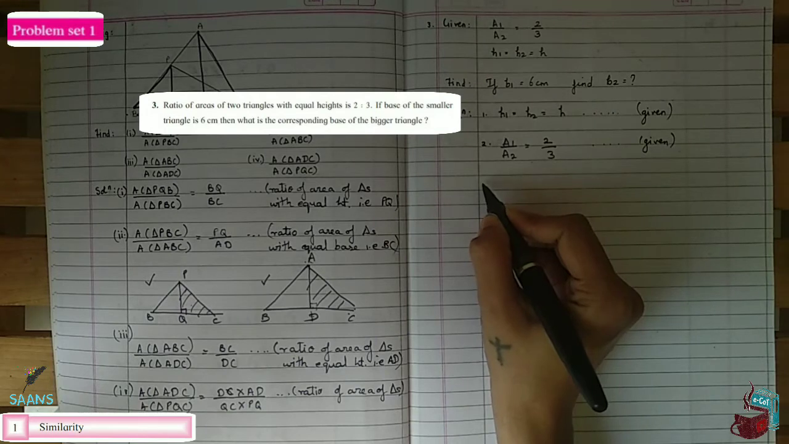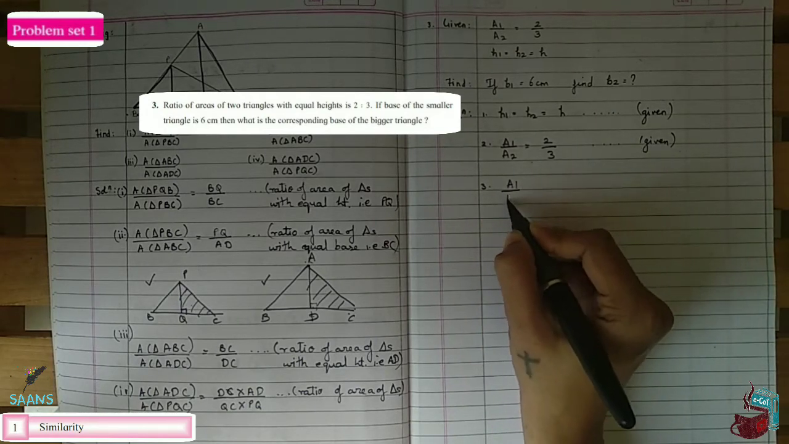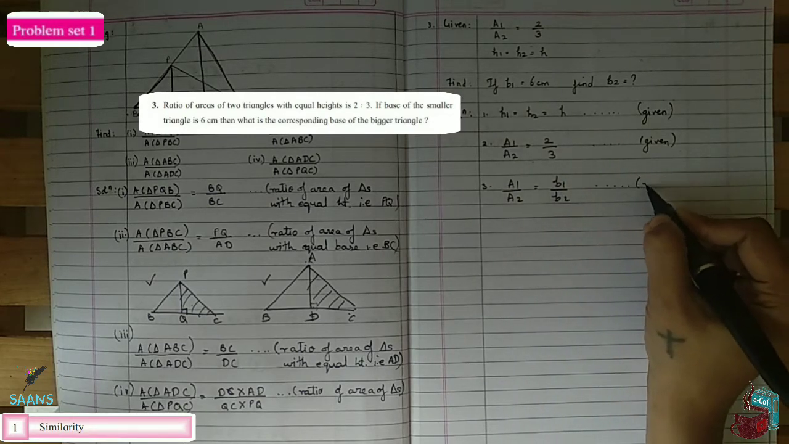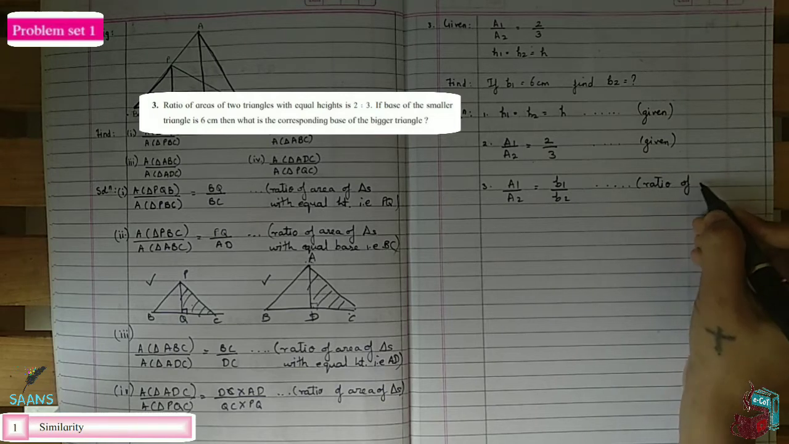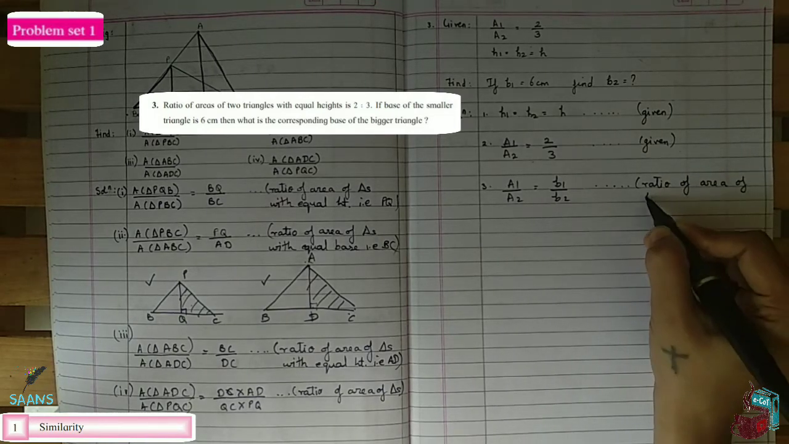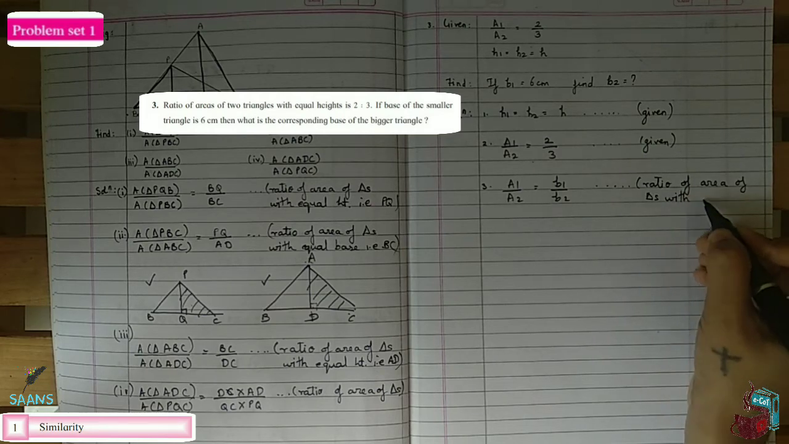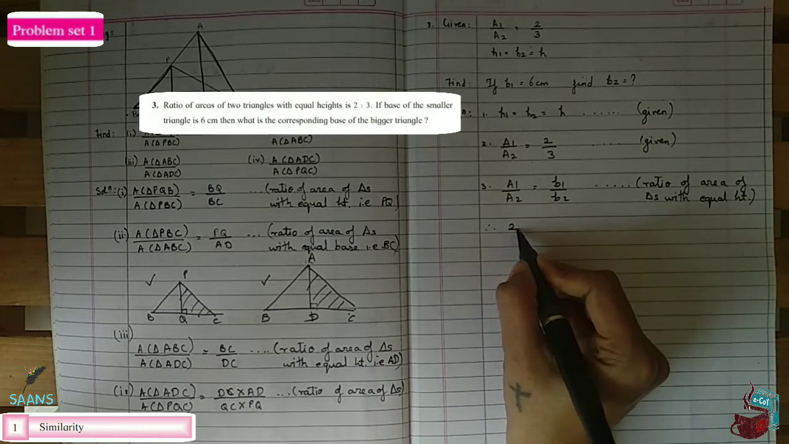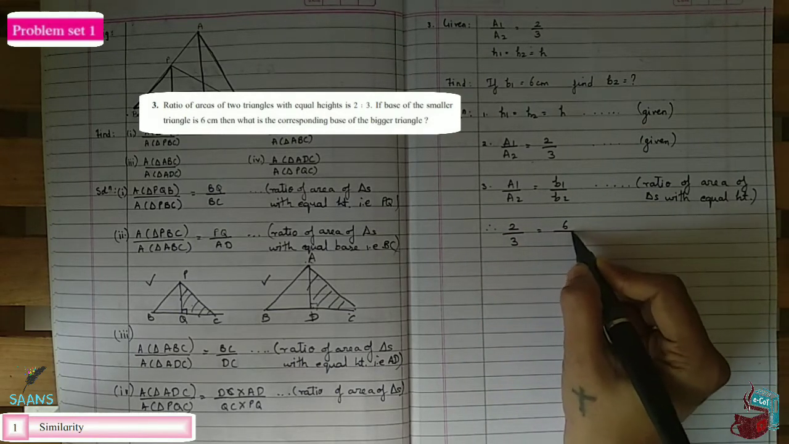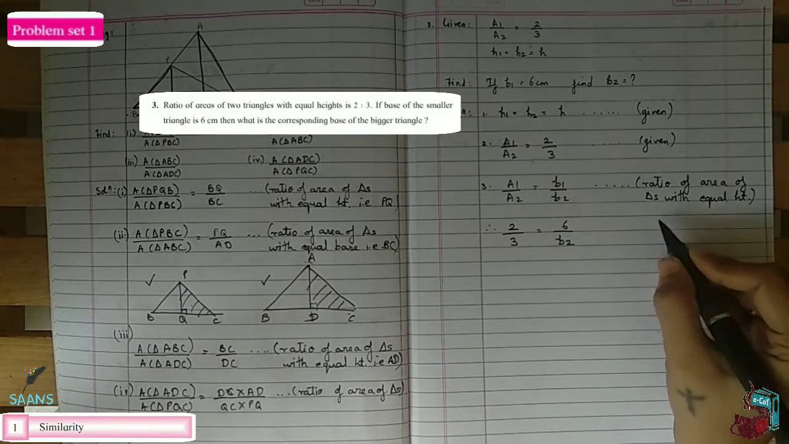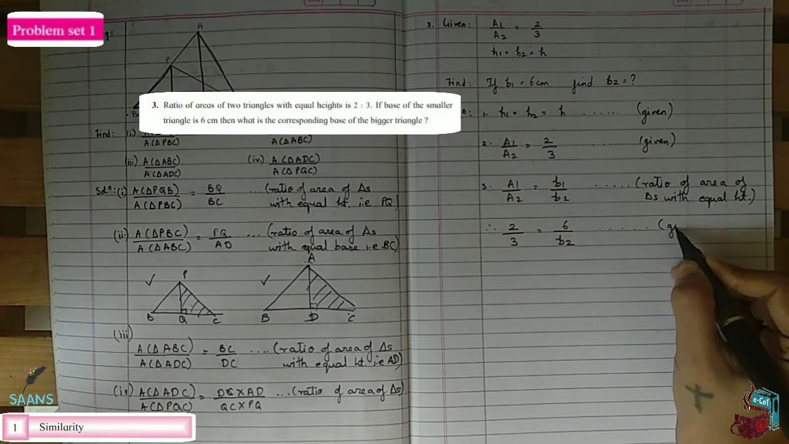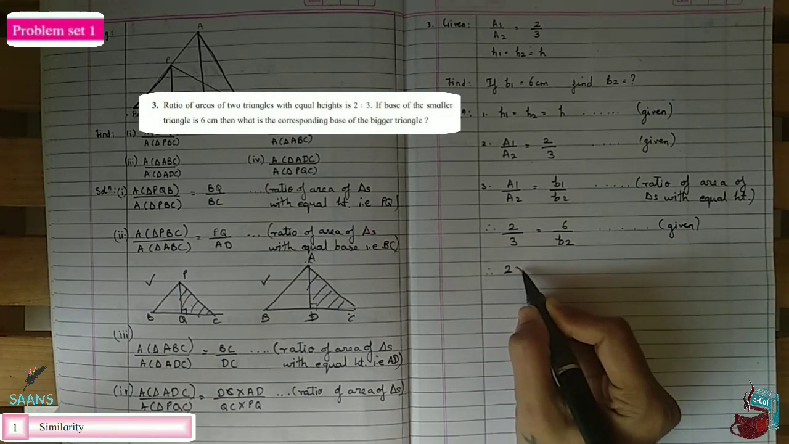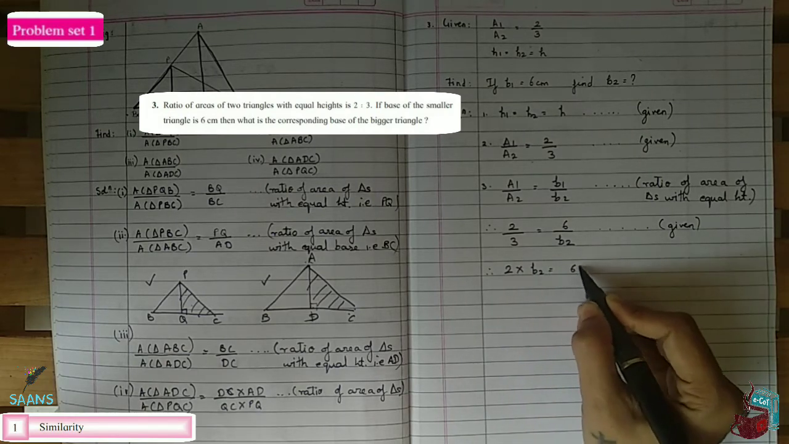Okay, therefore third, A1 upon A2 is equals to B1 upon B2, ratio of area of triangles with equal height. Okay, therefore put the value. This was 2 upon 3, this is 6 centimeter, we don't know B2. In this case what you all will just write given, क्योंकि हम लोगों ने इधर values डाले हैं. In this case cross multiply, 2 into B2 is equals to 6 into 3.